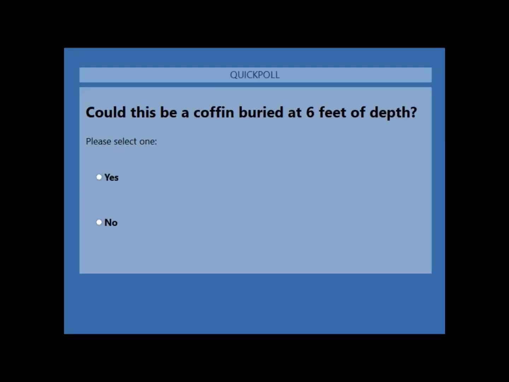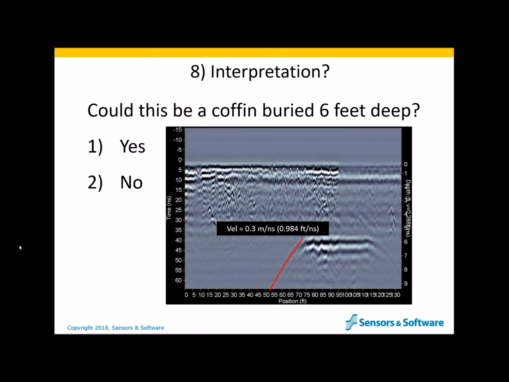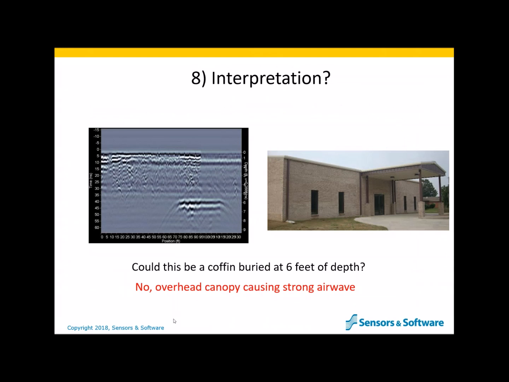Most of you have voted, and overwhelmingly you say no. 90% of you say that no, it's not, and that's the correct answer. So in this particular case, it's an air wave. And here's an example. Here shows the context of where it was collected. So somebody walked underneath the canopy, energy reflected off the canopy, and then they came out the other side.